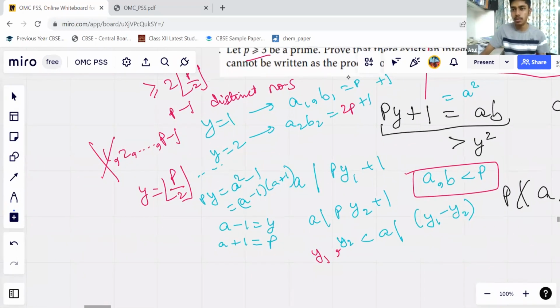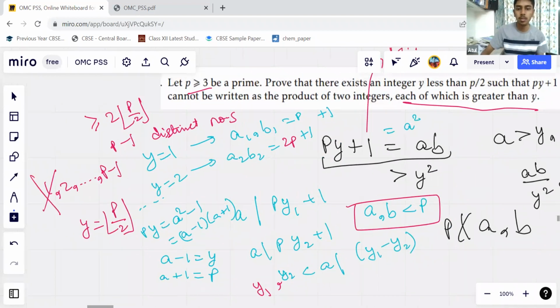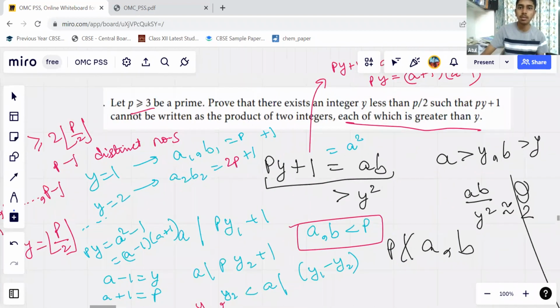But it has to be strictly greater than y, and y is at least 1. So in all cases, it's greater than 1. It can never equal 1. So you only actually have p minus 2 values, but you need p minus 1, which is impossible. So the problem is true. Does that make sense?